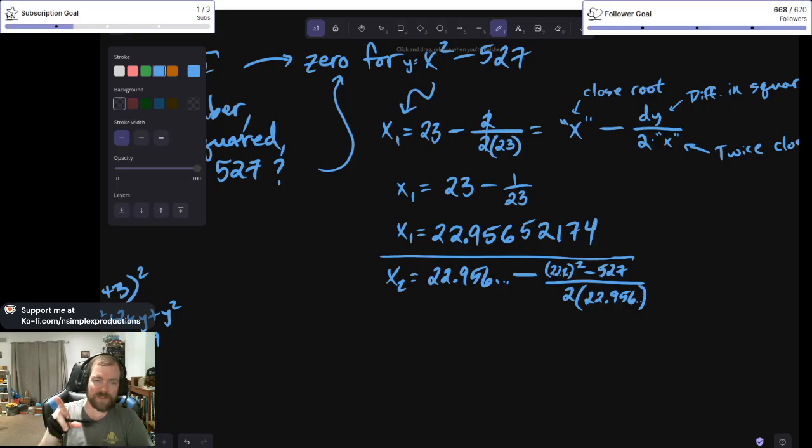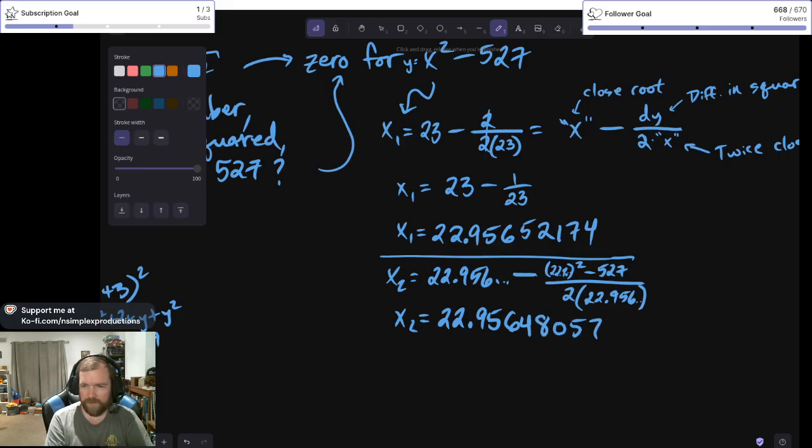Okay, so x squared minus 527 is going to be our value. We want to store 23 into x. And then use this thing, which now gets us, there we go, 22.95652174. Again, gets us x2 is 22.95648057. And x sub 3 is the same.